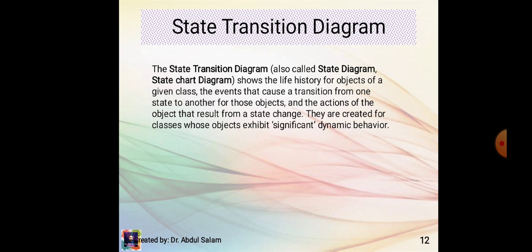State transition diagram. The state transition diagram, also called the state diagram or state chart diagram, shows the life history for objects of a given class, the events that cause a transition from one state to another for those objects, and the action of the object that results from a state change. They are created for classes whose objects exhibit significant dynamic behavior.